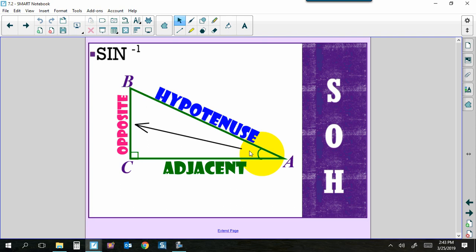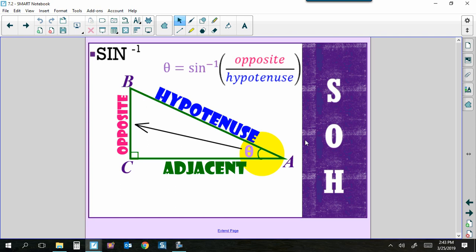As Mrs. Netz said, in 7.1 we knew the angle, we knew a side, and we were looking for another side. Today, we're going to know two of the sides, and you're looking for the angle. So what that's going to do is, when you're missing the angle, it ends up being equal to the inverse of sine times the opposite over hypotenuse.